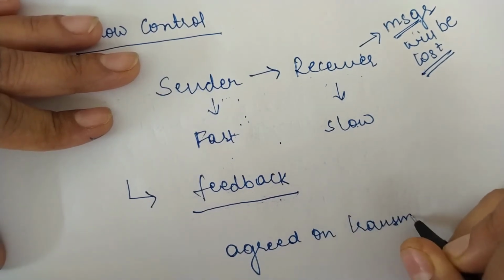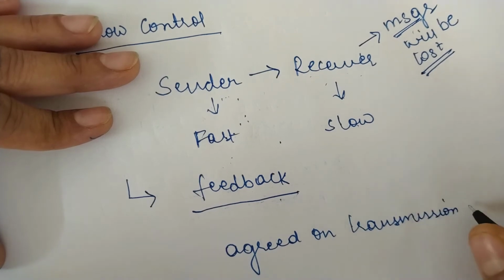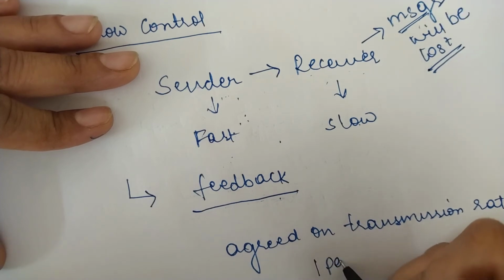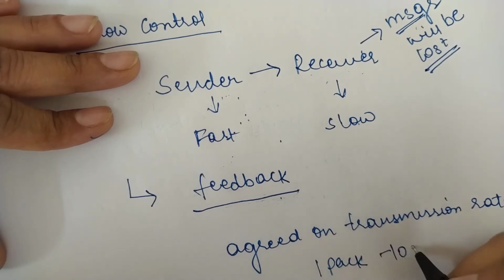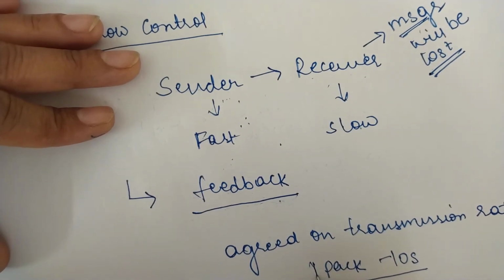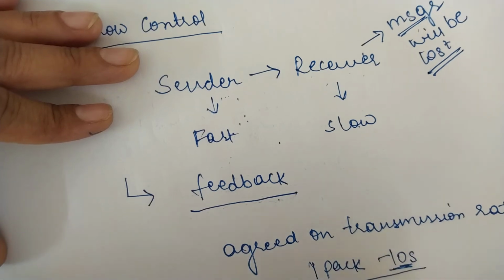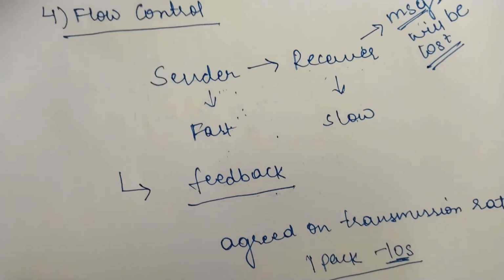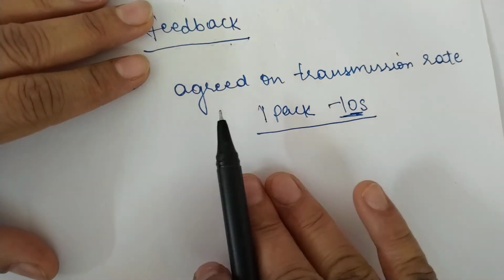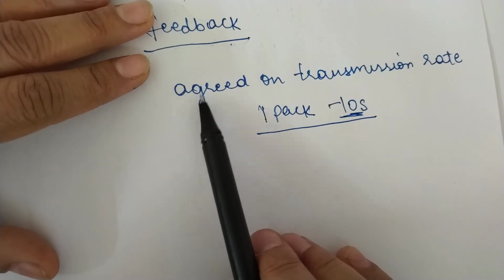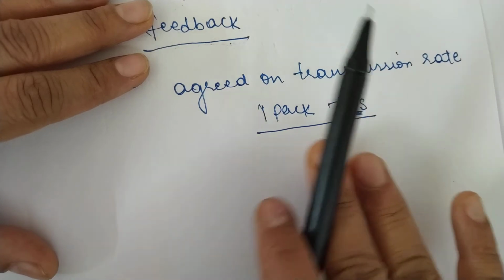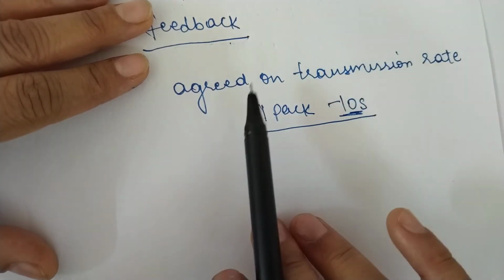Agreed on transmission rate: it is fixed in advance that at this rate the data will be sent, like 1 packet in 10 seconds. This is the speed for all the packets. So even if 1 packet has been sent in this time, no more packets will be sent unless 10 seconds are over. Just like we agree on a particular chapter in a day, like we agree that no more than 1 page in a day we will study. So we've agreed on the transmission rate that 1 page in a day I will teach you. This is one method.